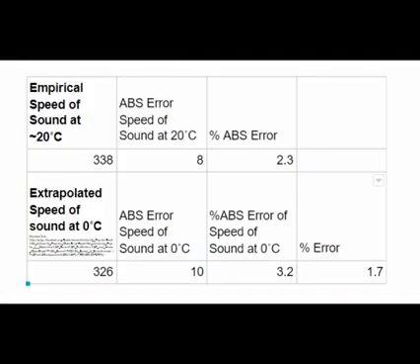From the results of our experiment, we got an empirical speed of sound at 20 degrees Celsius to be 338 plus minus 8 meters per second. We then used this value to extrapolate the speed of sound at 0 degrees Celsius, and we found it to be 326 plus minus 10 meters per second.